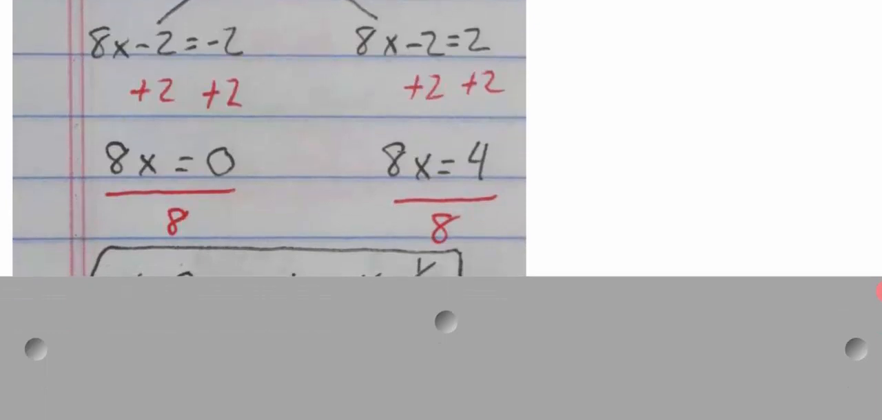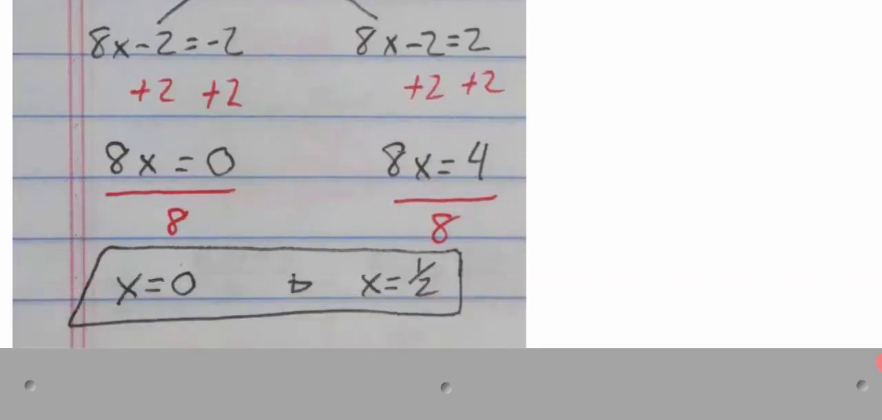And that would give us x equals 0 and x equals 1/2. So absolute value: get it by itself, split it apart into its two equations, and then solve for the variable.